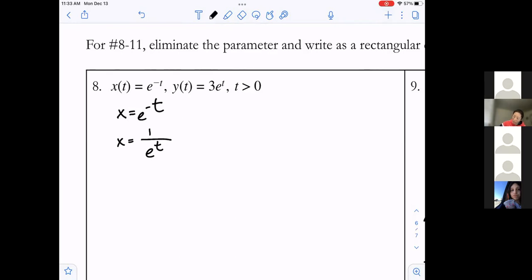Yeah, I would agree with that. Okay, so let me just do that step by step. So in case you're not sure where it comes from, right? I'm going to multiply both sides by e to the t. So e to the t x equals 1. And I want to get e to the t by itself. So e to the t equals 1 over x. Okay. What can I do with this e to the t?